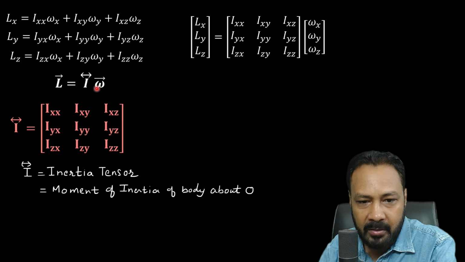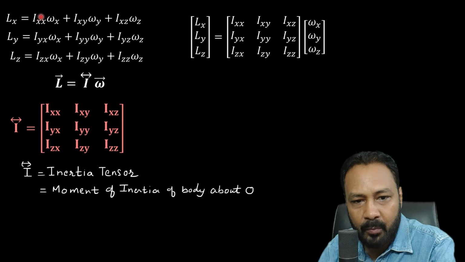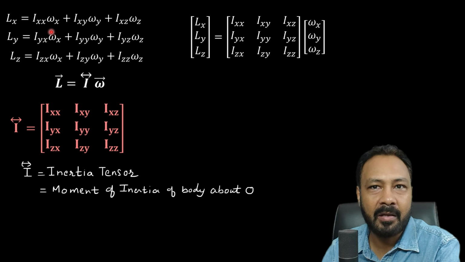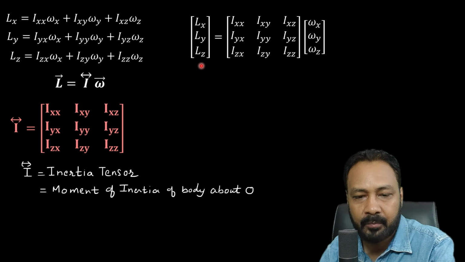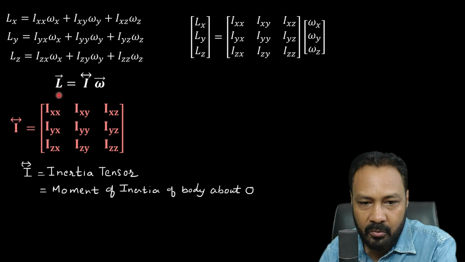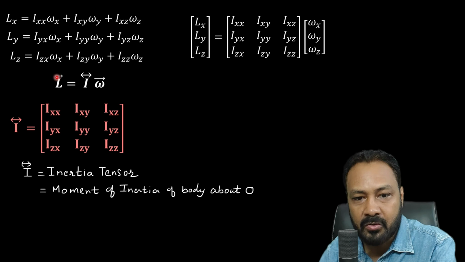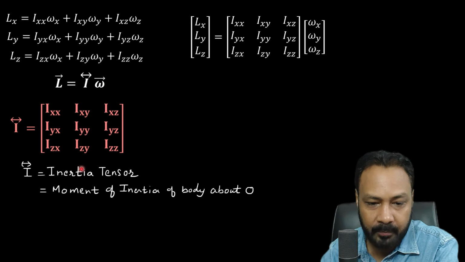And one more thing: this L is not in general in the direction of omega. Omega is omega x i cap plus omega y j cap plus omega z k cap. That could be possible only if all of Ixx, Iyy, Izz are equal, but that may not be possible. So L is not in general in the direction of omega. That is one important thing.